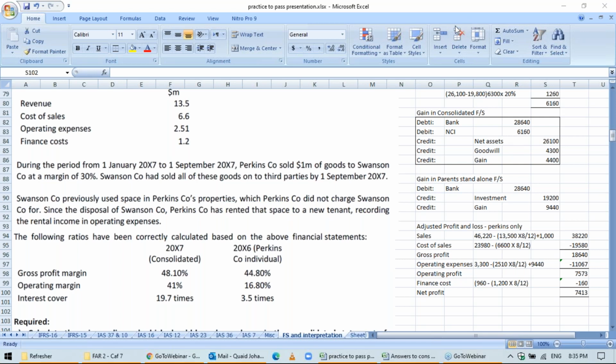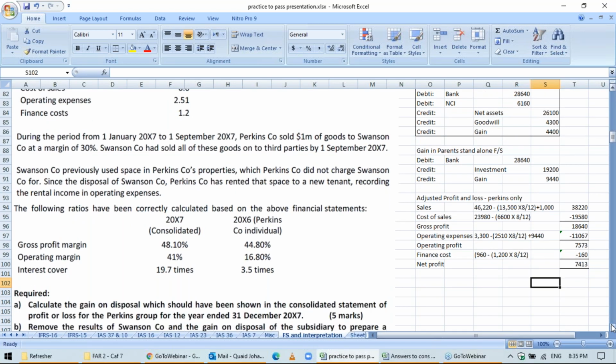Okay, so let's move ahead, students. Now, interpretation is attached to this question. Usually, the interpretation portion is attached to the consolidation question, right? So you should be prepared to do the interpretation of the same question of which you will be giving the consolidation work, right? So let's do the interpretation work now.